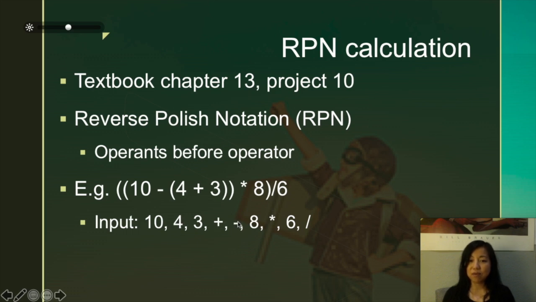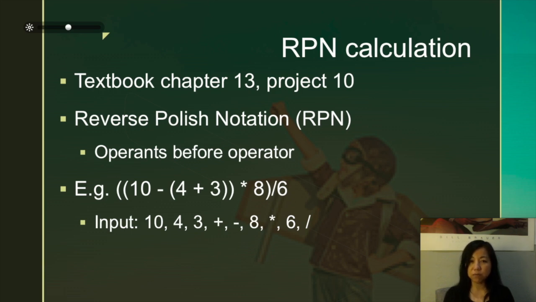So now it's 3 and 8, it encounters the star, so it will put the star between 3 and 8, it becomes 24. 24, 6, put the divide in between 24 and 6, it becomes 4. So that is how they evaluate or how they put the math expression together.